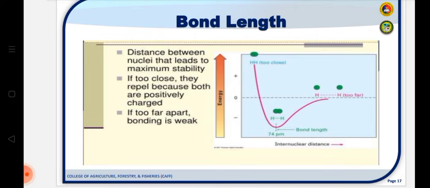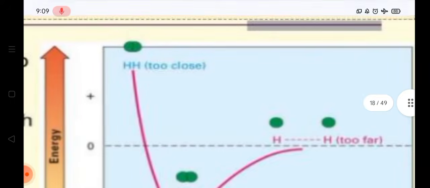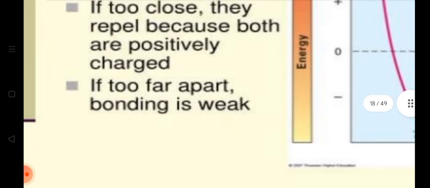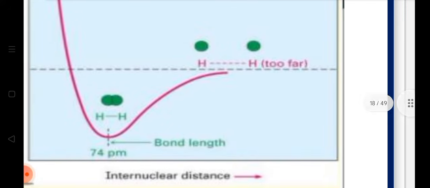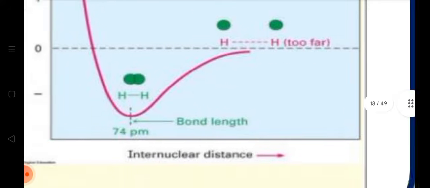If ang distance sa atong bonds is too close or kung dugo na siya kaayo, they repel because both are positively charged. So kita mo ani, kana di ba dugo na siya kaayo, mo repel na siya because both of the hydrogens are positively charged. But if too far apart, the bonding is weak. So kanipod kaning hydrogen kita ninyo, layo ra kaayo siya. So ang iyang bonding is weak.